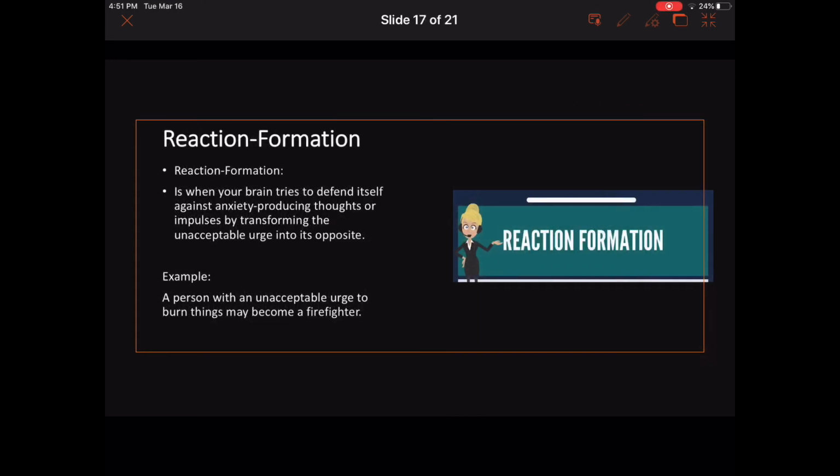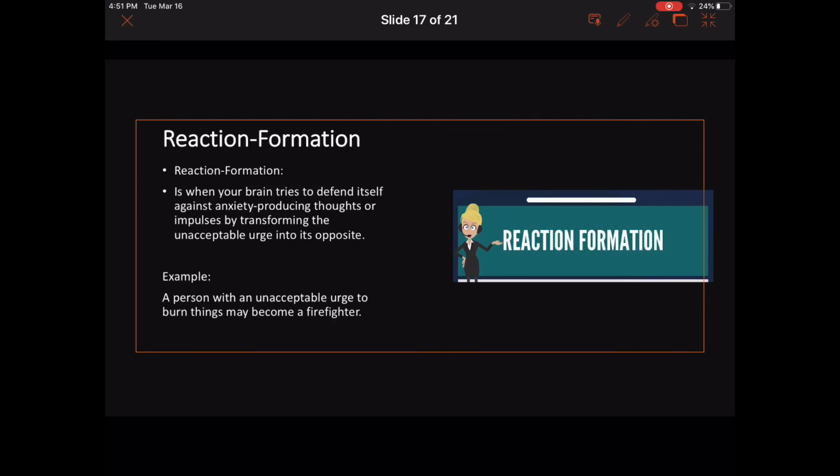The next defense mechanism is reaction formation. Reaction formation happens when your brain tries to defend itself against anxiety producing thoughts or impulses by transforming these unacceptable urges into a rather acceptable and rather good urges. An example could be a person with an unacceptable urge to burn things may want to become a firefighter, which is the exact opposite.